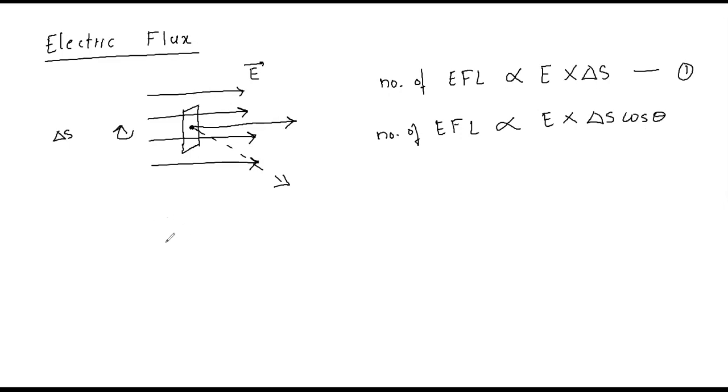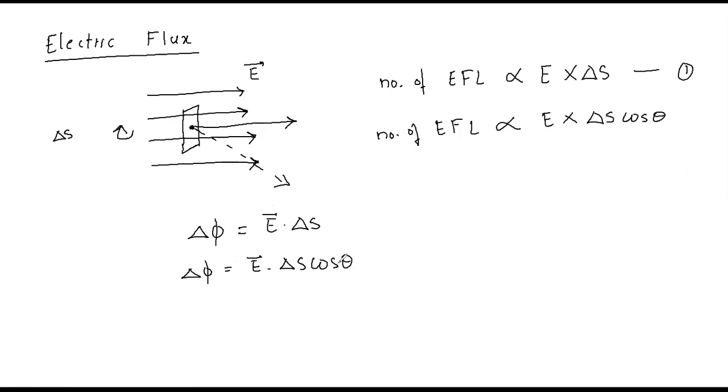Now let us consider the flux due to this area element. The electric flux is denoted by delta psi. The flux is equal to E into delta S if you consider the first case, and the flux is equal to E into delta S cos theta if we consider the second case.